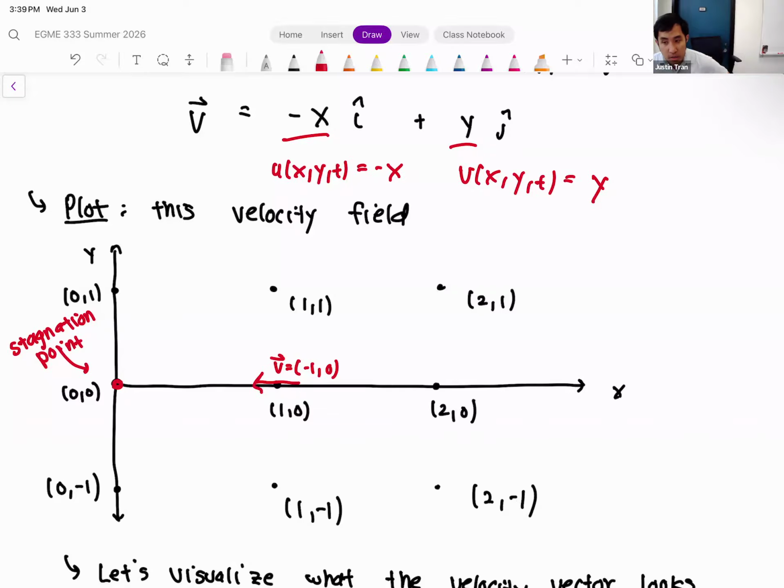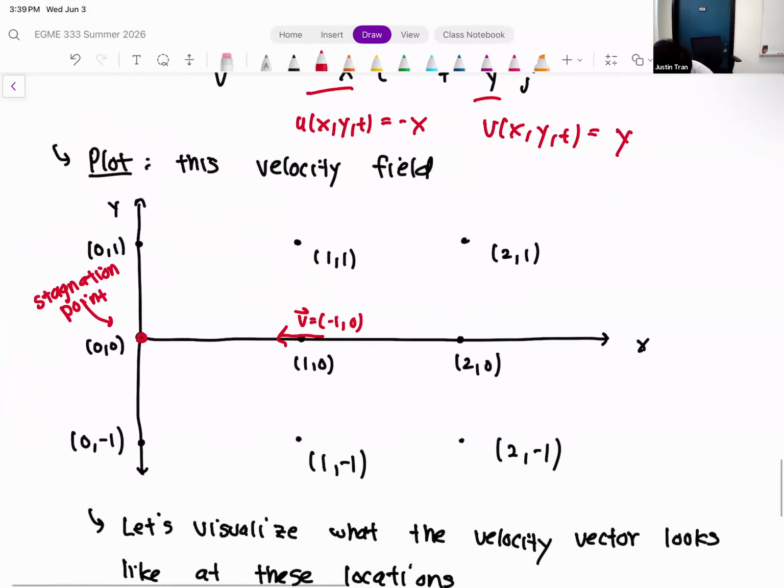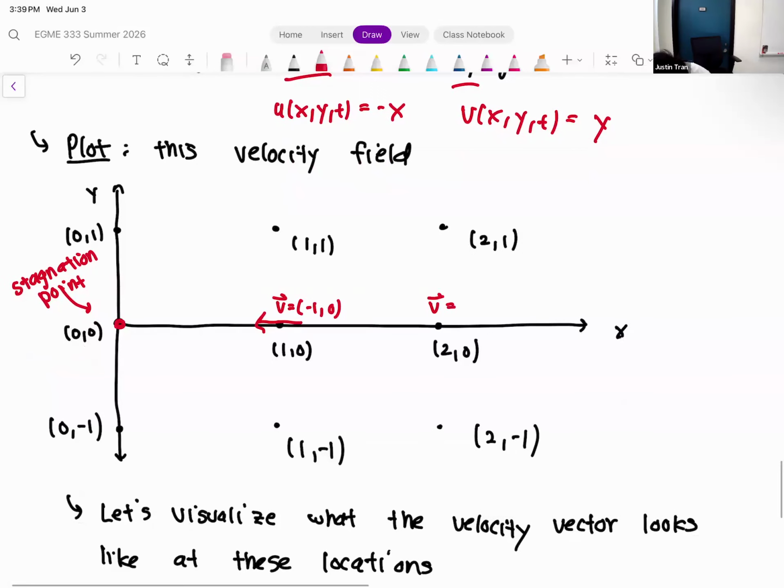Okay, so let's repeat the same thing at 2, 0 here. So at 2, 0, we plug in for our x and y into our velocity field. We get v is equal to -2, 0. So again, we have a horizontal vector, but our horizontal vector is actually increasing. It has a bigger magnitude. And so the way we can illustrate this usually is by a bigger arrow.